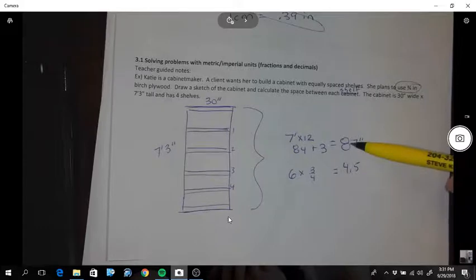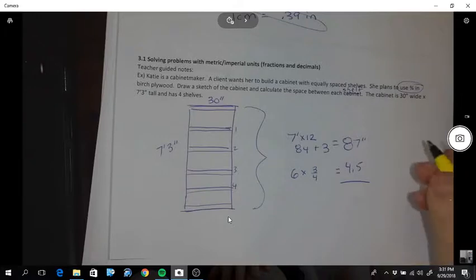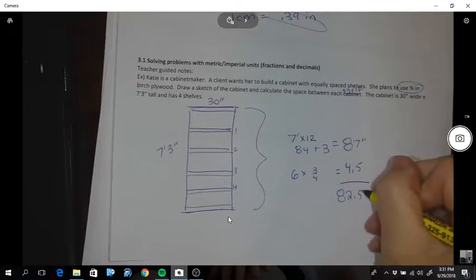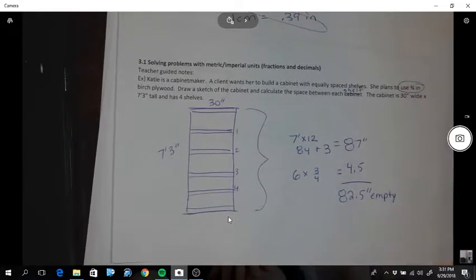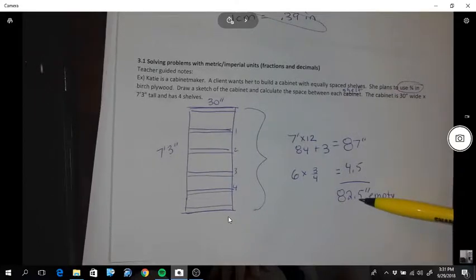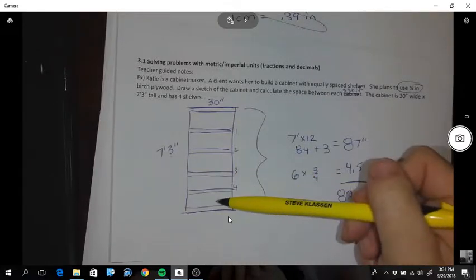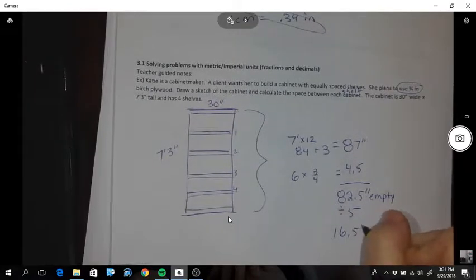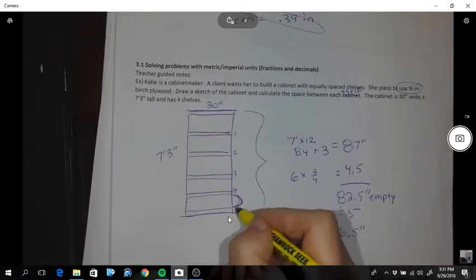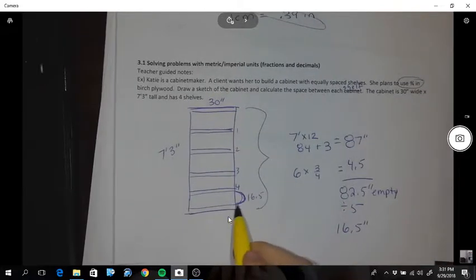Okay, so if we take our total height, subtract our pieces of plywood, then we get a total height of 82.5 inches of empty space. Okay, so 87 was the total height. We took off the pieces of wood. That's how much empty space there is. So if we are dividing that into 1, 2, 3, 4, 5 regions, then each one would be 16.5 inches. So that would be 16.5 from the top of that shelf to the bottom of that shelf.